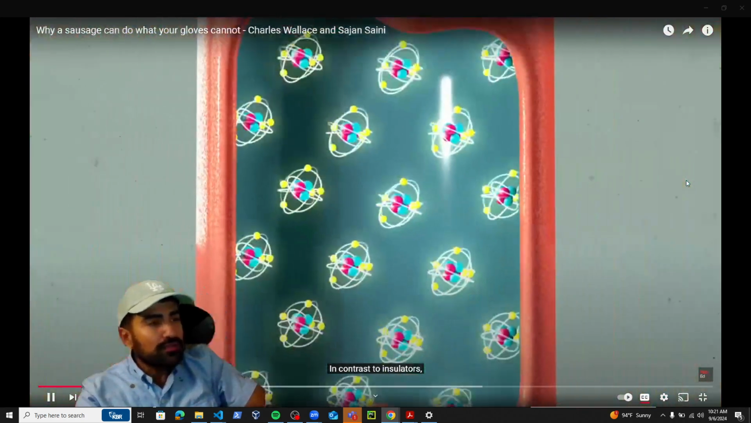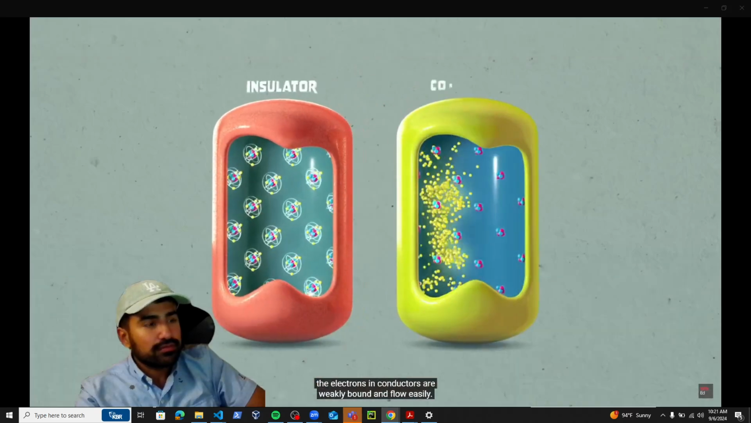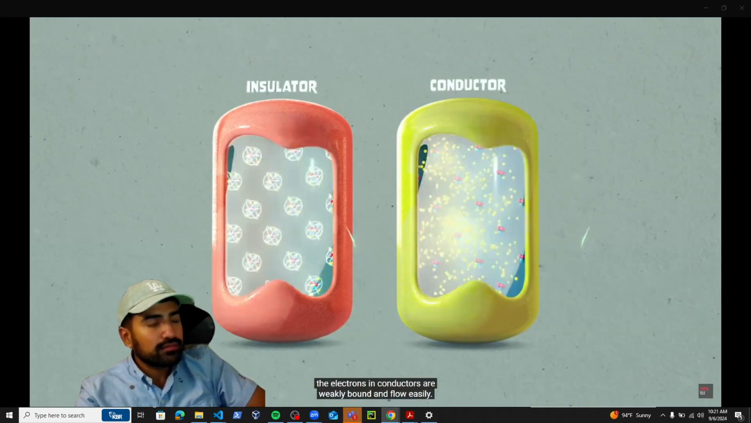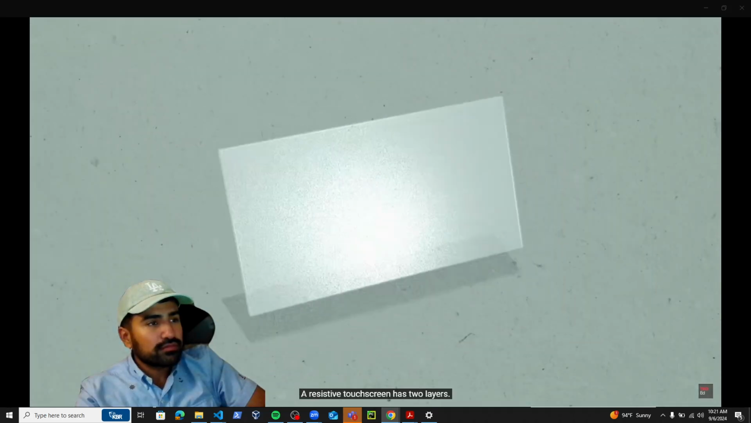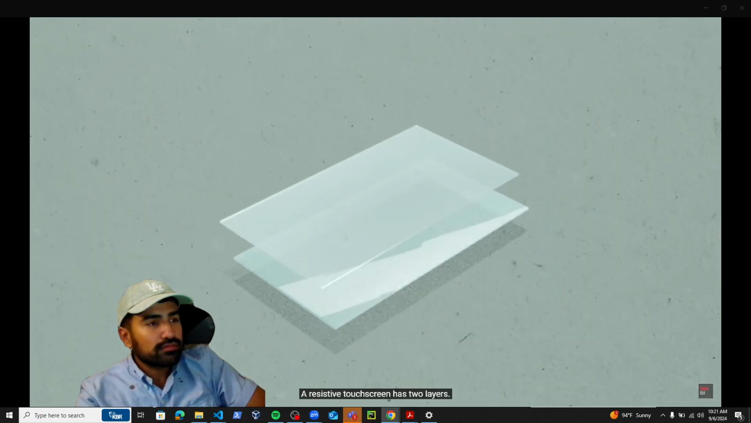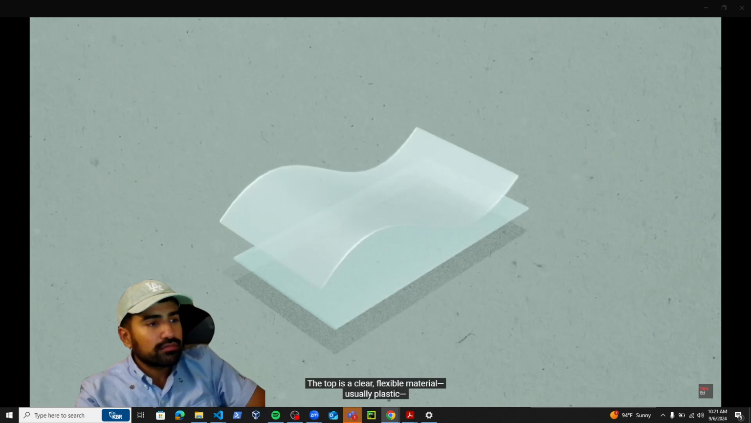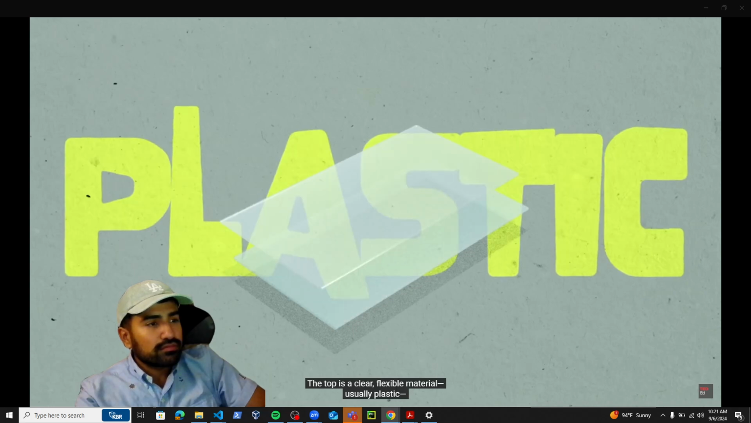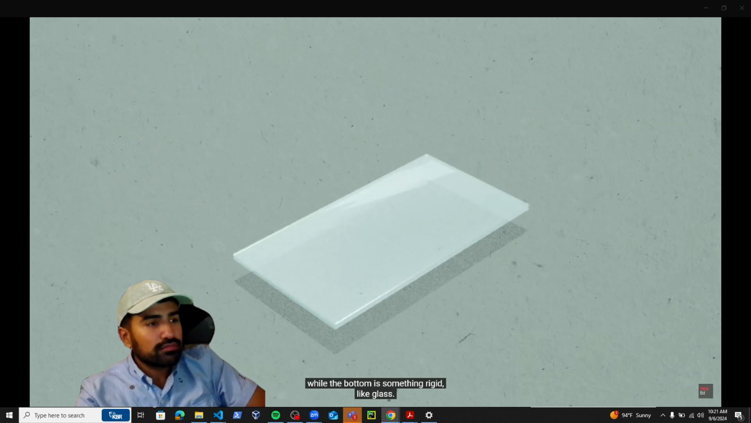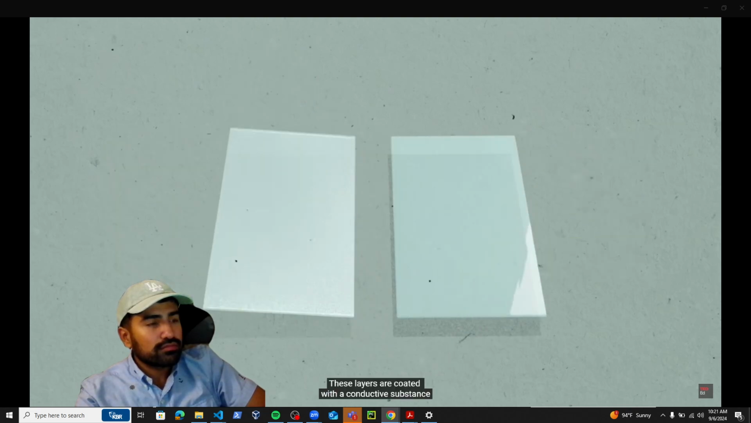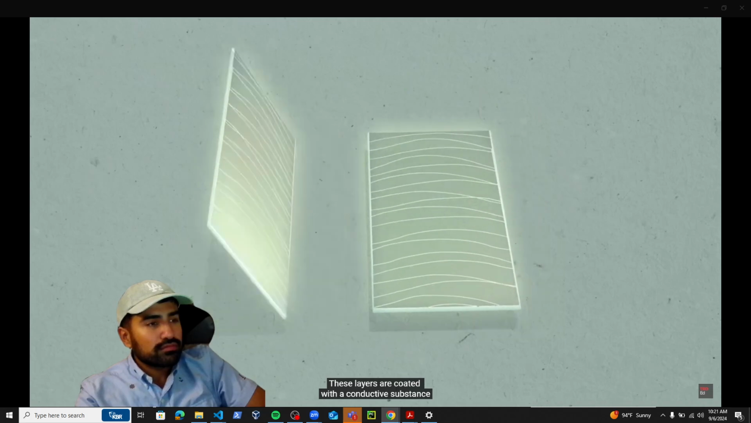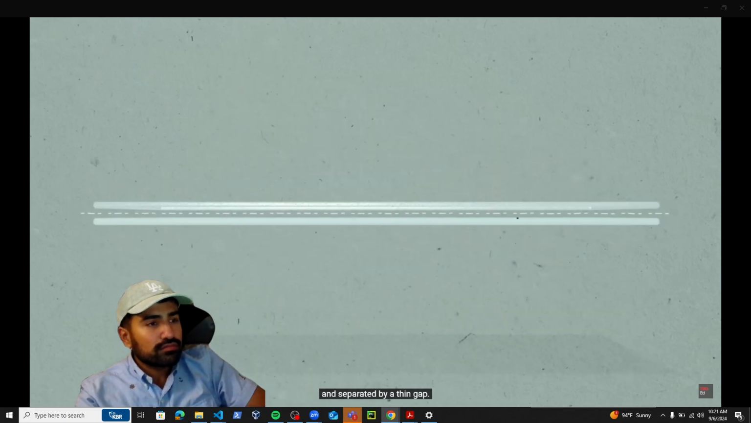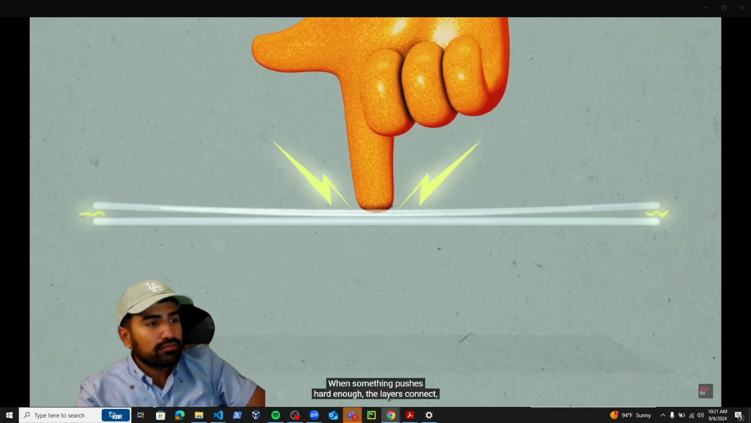In contrast to insulators, the electrons in conductors are weakly bound and flow easily. A resistive touchscreen has two layers. The top is a clear, flexible material, usually plastic, while the bottom is something rigid, like glass. These layers are coated with a conductive substance and separated by a thin gap. When something pushes hard enough, the layers connect.